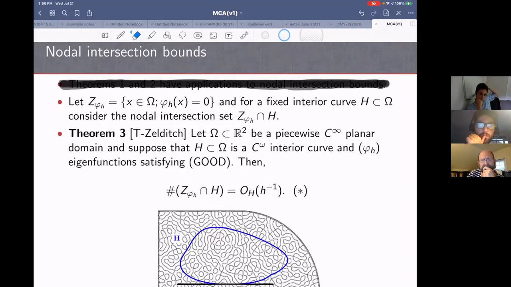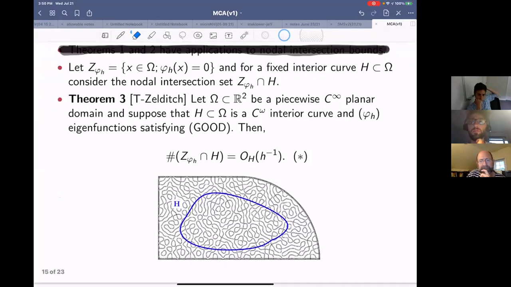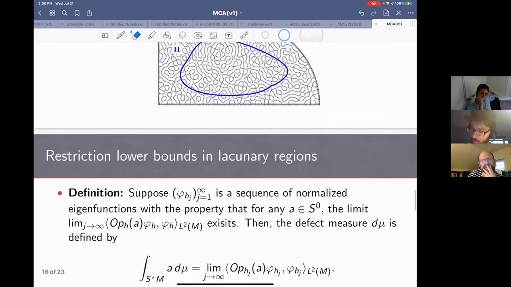But let me take the simplest case, a nodal domain. So if I take a piecewise smooth planar domain and I take H a real analytic interior curve, and suppose the sequence of eigenfunctions satisfies the goodness estimate, so the L2 restriction is exponentially bounded from below, then the number of nodal intersections is at most O of h to the minus 1/2. So it's at most the fundamental frequency. The picture here is you take an eigenfunction with the zero set given with the gray lines, and you take some fixed curve, let's say H in blue, and you count the number of intersections. If you have a goodness estimate, then there's an upper bound on the number of intersections.